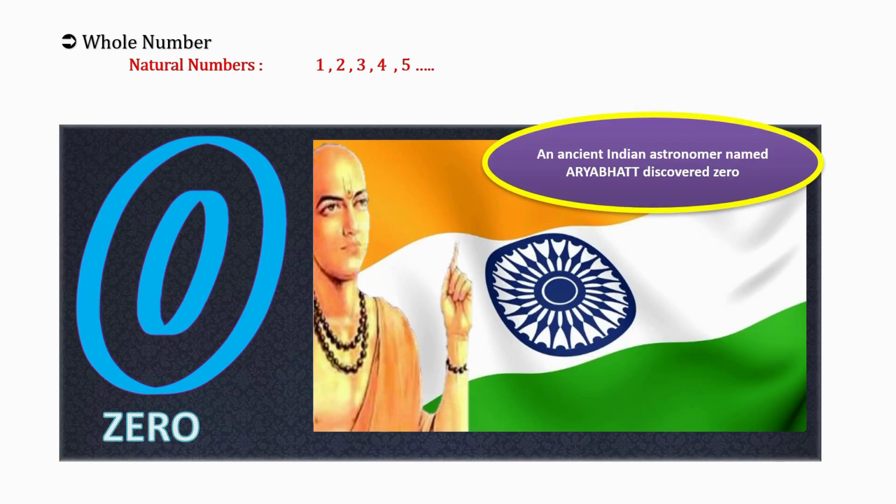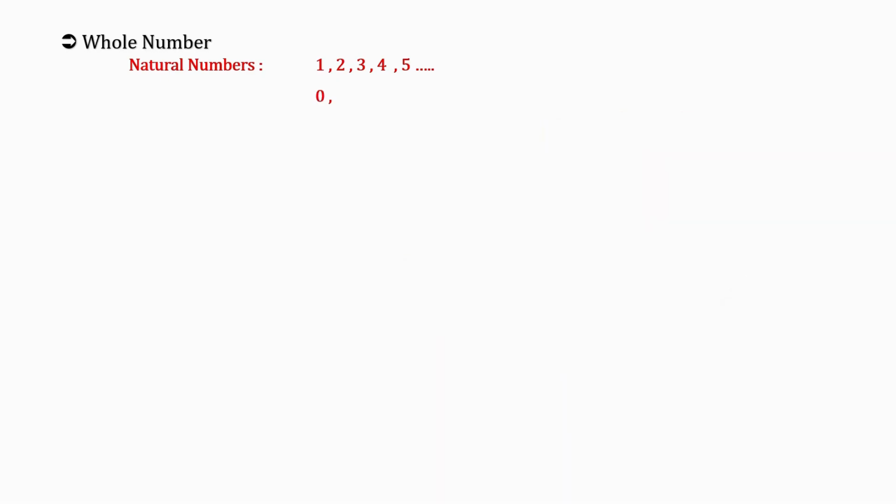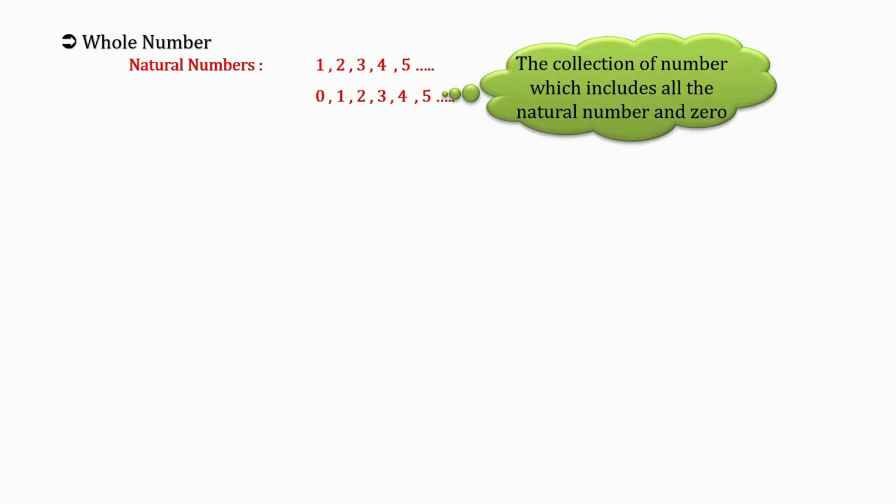An ancient Indian astronomer named Arjyavat discovered zero. So, whole numbers are those numbers that start from zero. So, 0, 1, 2, 3, 4, 5, etc. The collection of numbers which includes all the natural numbers and the zero are called whole numbers.